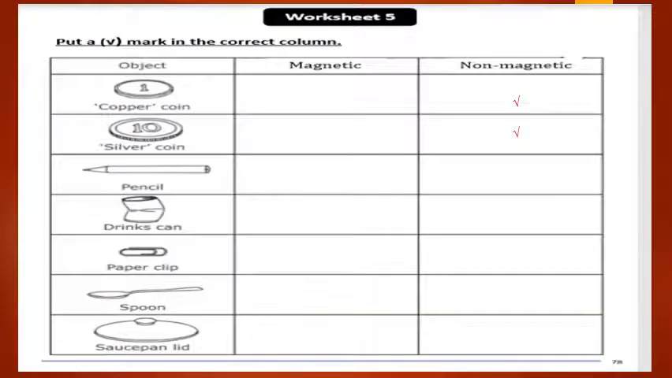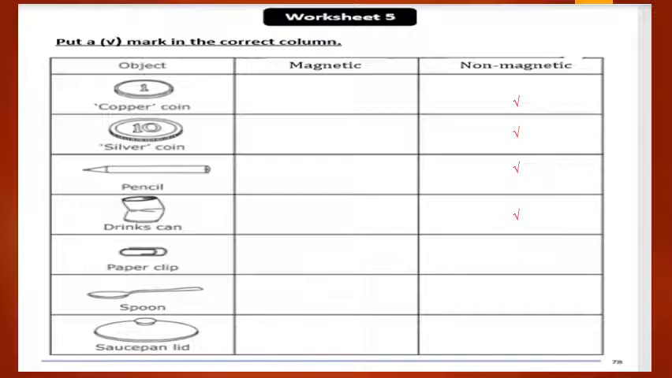The pencil is mainly made of wood, so the pencil, of course, is a non-magnetic material. Drinks can. The can is mostly made of aluminum, and again, aluminum is not one of the four materials that we consider magnetic, so it's again non-magnetic. Now, someone asked me about the paper clip.